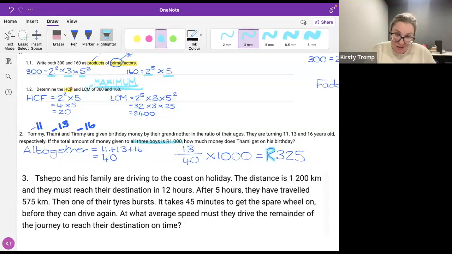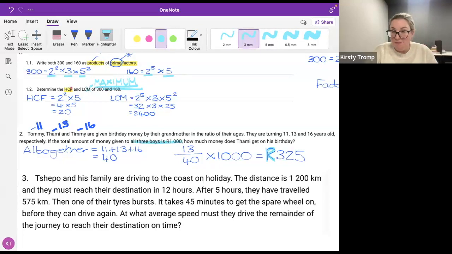Okay, so let's read it again together. Tshepo and his family are driving to the coast on holiday. The distance is 1,200 kilometers, and they must reach their destination in 12 hours. After 5 hours, they've traveled 575 kilometers. Then one of the tires burst. It takes 45 minutes to get the spare wheel on before they can drive again. At what average speed must they drive the remainder of the journey to reach their destination on time?